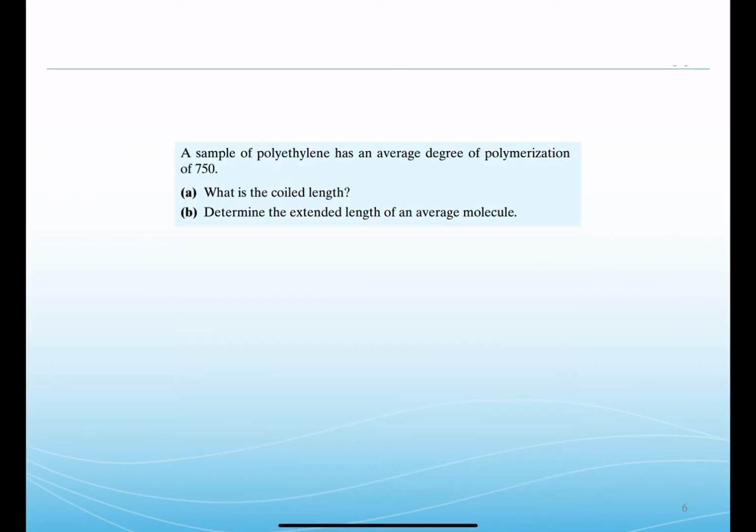Okay, so let's take a look at an example here. Here's an example where we have polyethylene, which has an average degree of polymerization. This is the N value we've seen. It's got a value of 750. And we are asked, what is the coiled length?